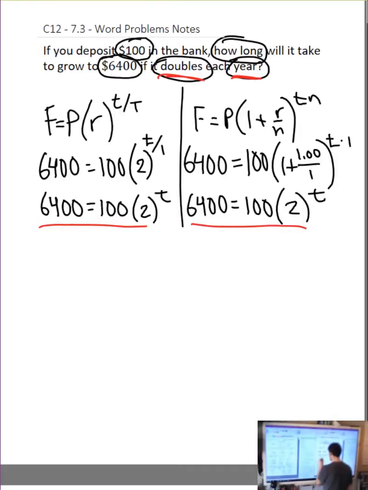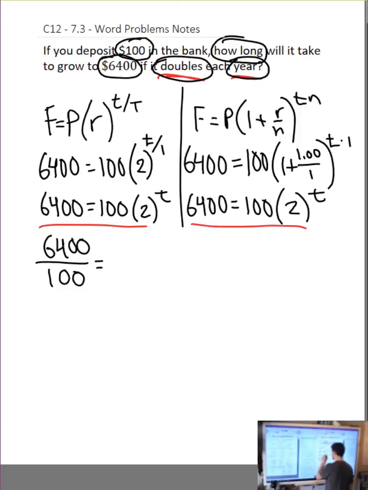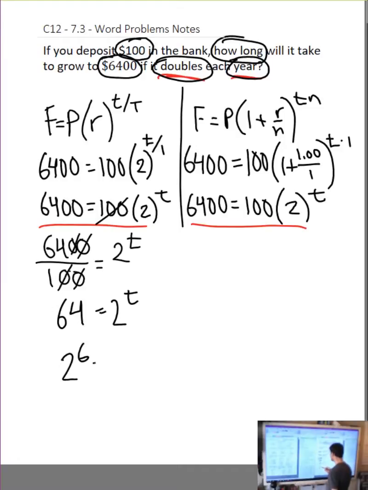So let's continue. We're going to divide both sides by 100. Again, I'm not going to actually do it, I'm just going to say I'm going to do it. Now 6,400 divided by 100, I can cross off a 0 from the top and the bottom, and 64 is equal to 2 to the t. And this one, we're not going to use our calculator. 64 is simply 2 to the 6. And I have the same base, so I can make the exponents equal to each other.